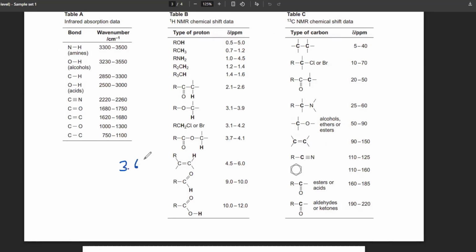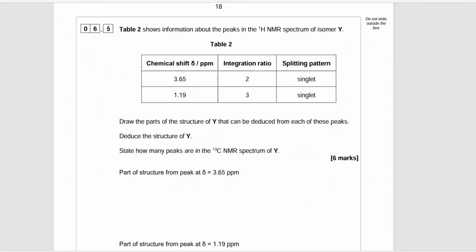So you've got to bust out your data sheet and look up 3.65, and you're going to get your first marks on the board by just looking up 3.1 to 3.9 chemical shift. It has to be R-O-C-H. Now, it can't have the chlorine or bromine attached, which is 3.1 to 4.2, because there's no bromine or chlorine in our molecular formula. So always check what's in your molecular formula. Now let's look at 1.19. Check it here, 0.7 to 1.2. It's going to be a CH3 group. So we now know, and you're going to get 2 marks out of 6 for this, that the 1.19 is a CH3 group and 3.65 is the RO group.